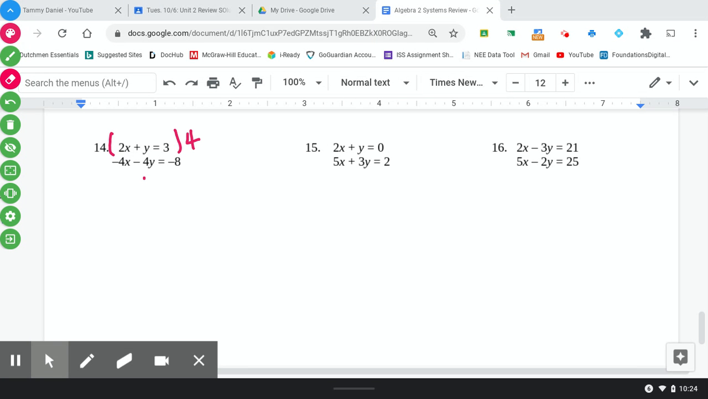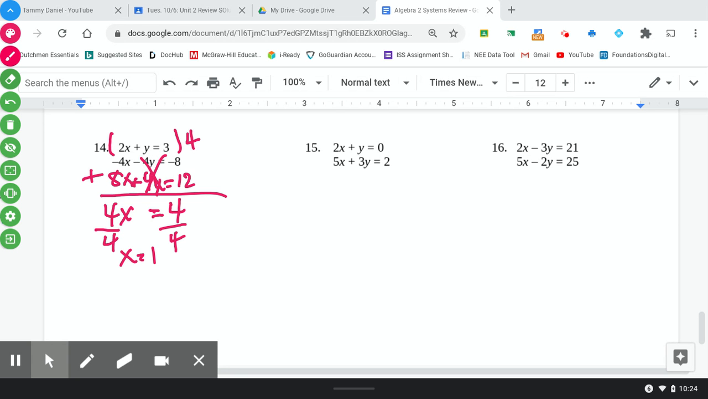So 4 times 2 is an 8x. Just remember you have to multiply everything. 4 times y is a positive 4y. And 4 times 3 is 12. So when I add these two equations together, we get 4x. The y's are eliminated, right? And then -8 plus 12 is a positive 4. I divide by 4, and x is 1.